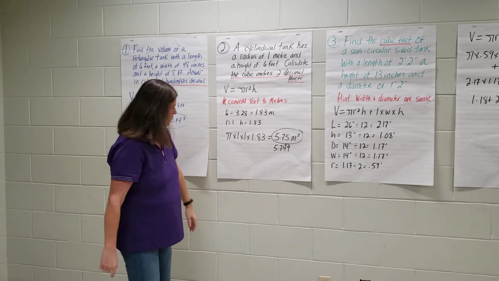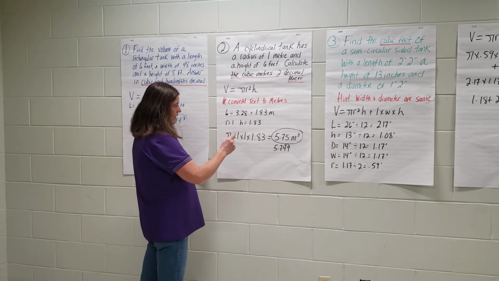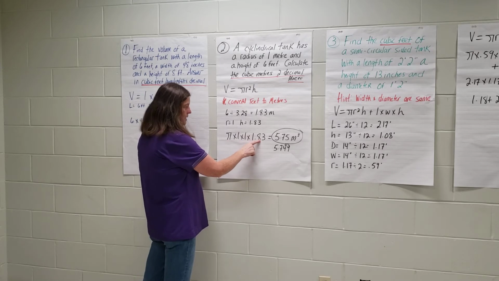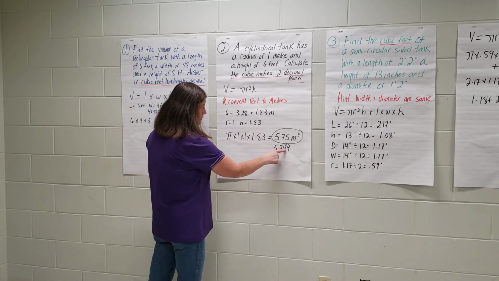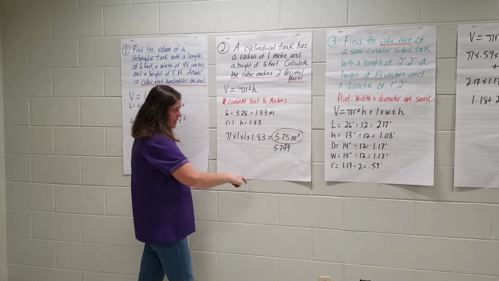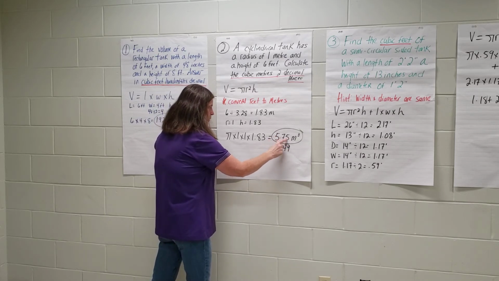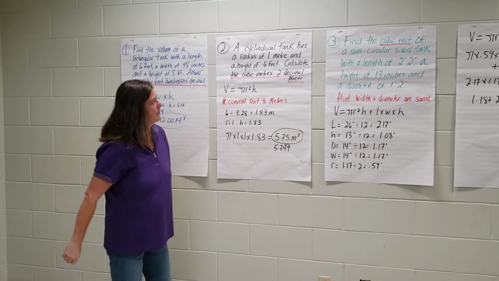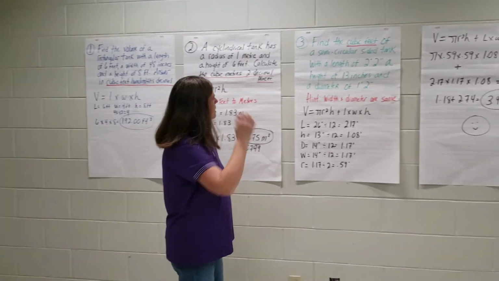So we know our radius and we know our height. Now you're ready to use the formula. Pi r squared times the height. Pi times 1 times the height. We get a number 5.749. 2 decimal places makes us round that up to 5.75 cubic meters. Done.